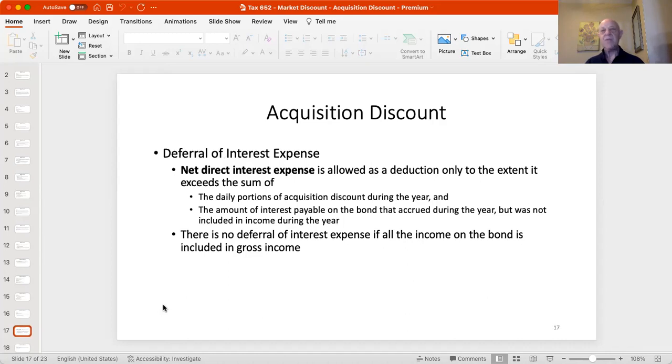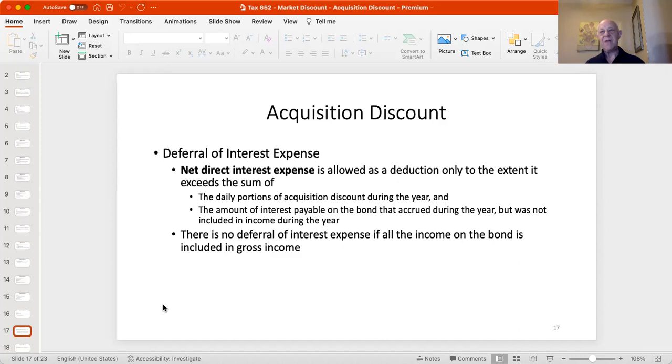And then we have the same rule here that we had with the market discount rules. So if we have a cash basis taxpayer and they're not picking up the income and they're going to borrow to buy the bond, Congress doesn't want them to be able to deduct the interest expense. So they have the same rule. The net direct interest expense is allowed as a deduction only to the extent it exceeds the sum of the daily portions of the acquisition discount and the amount of interest payable on the bond that accrued during the year, but was not included in income during the year.